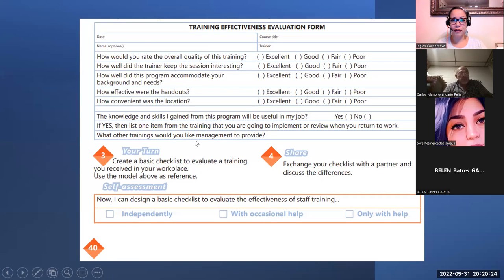The knowledge and skill I gained from this program will be useful in my job. If yes, then list one item of the training that you're going to implement or review when you return to work. What other trainings would you like management to improve? So this is just for you to have an example of an evaluation form. Have you filled a similar form before? The one that you're going to fill tomorrow is similar, and remember that it's important that you do so.